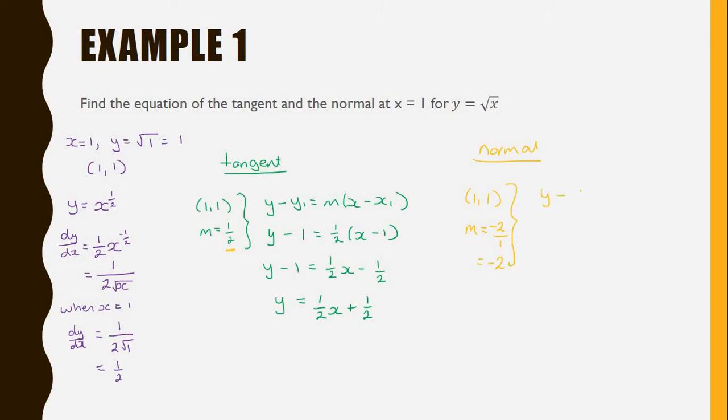We can now substitute this information into our equation. So y minus 1 equals -2(x minus 1). Simplifying here, we multiply everything by -2 and then we add 1 to both sides and we get the equation of the normal.